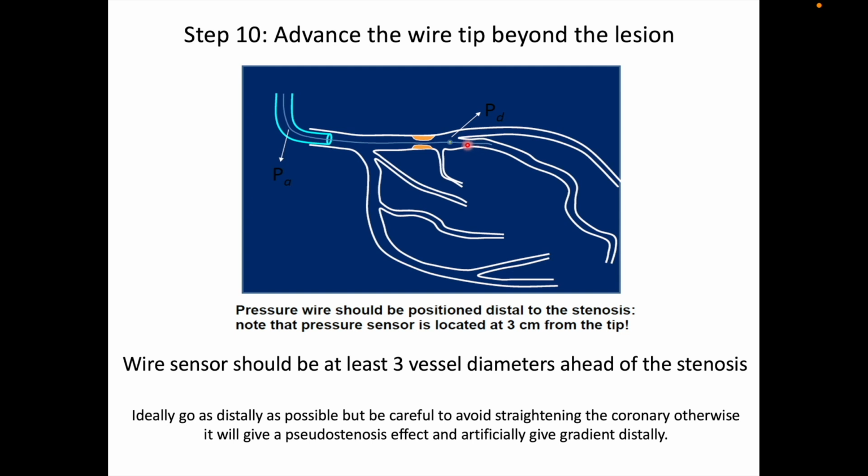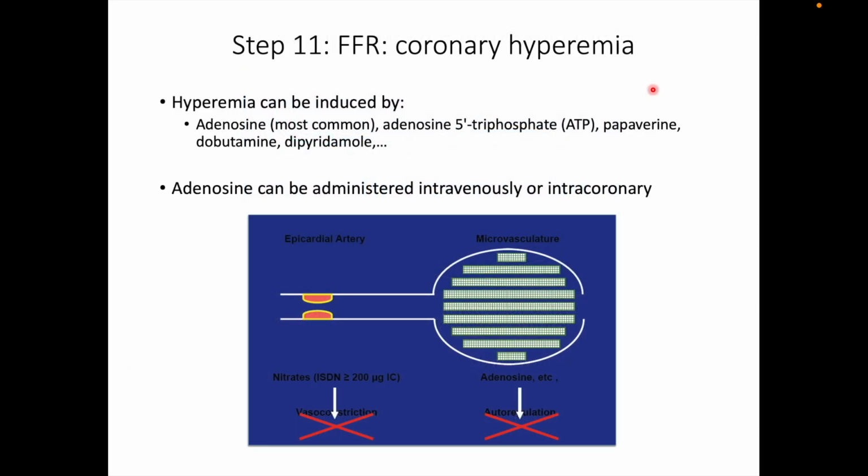But ideal would be to go as distal as possible so that the whole length of the coronary can be assessed for significant ischemia. So once the wire is there, if you are doing an iFR, there is no problem. Now you are ready. You've given the nitrates, normalization is done, the wire is distal to the stenosis. Just press the iFR button and you will get an iFR number within 5 seconds.